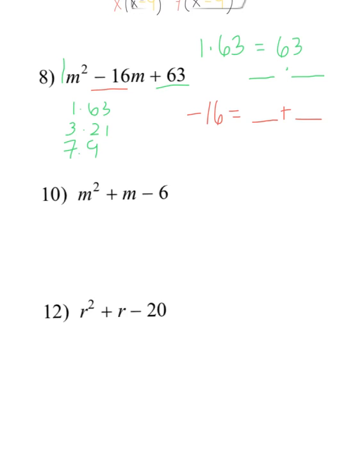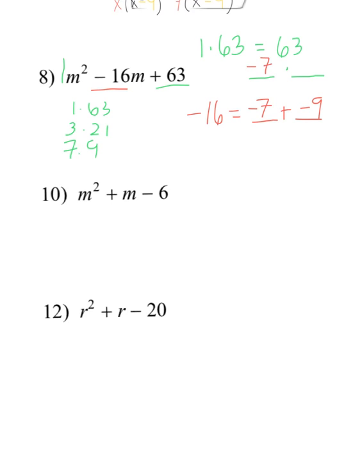Well, in order to get negative 16, we'd have to have combined two negatives. If it was 7 and negative 9, so we could do negative 7 and negative 9, that would give us negative 16. Let's see if that would work here.